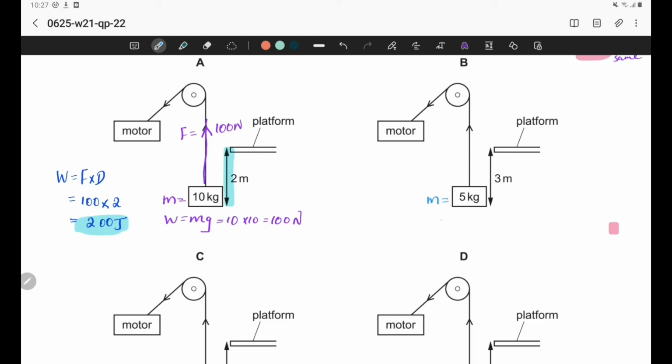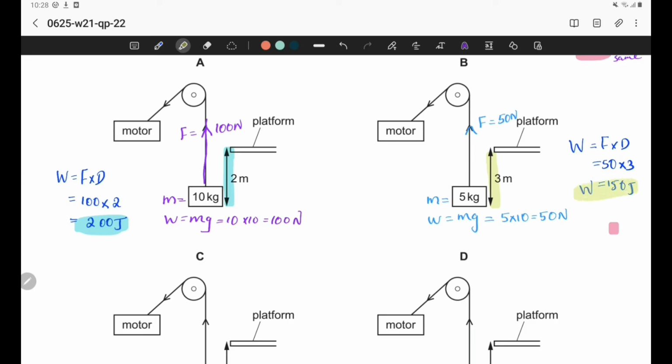Here mass is 5 kilograms, so we can calculate the weight using the equation mg, that is mass 5 times g is 10, so we will get 50 Newton. So the upward force should act equal to its weight, which is 50 Newton, and the distance given is 3 meter. So we can calculate the work done by the motor in B, which must be equal to force times distance, where force is 50 Newton times distance is 3. So we will get 150 joule of work.